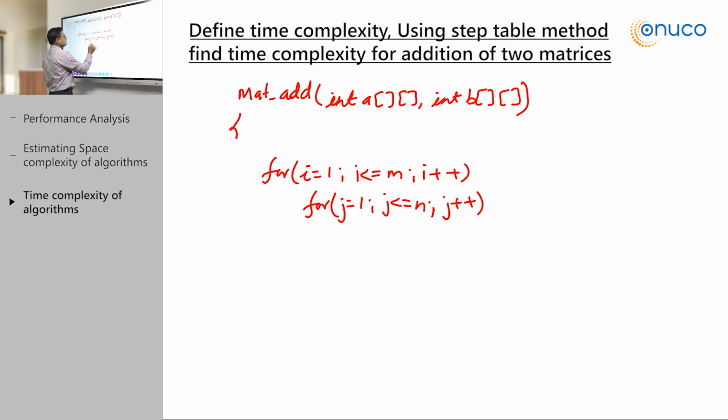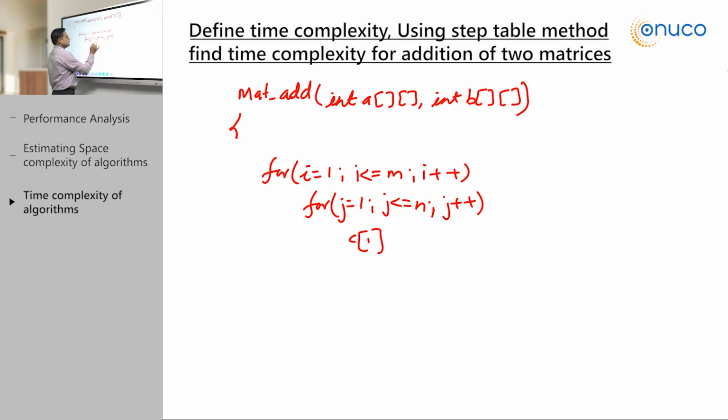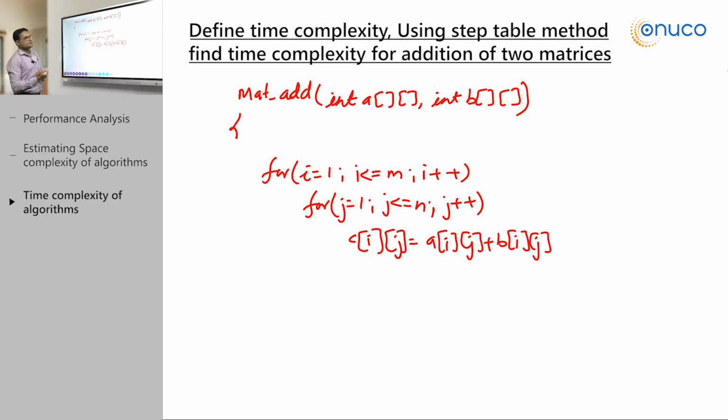Inside these 2 for loops, we are going to write the addition of 2 matrices. Say here we have the resultant matrix as C of i j is equal to, we are going to write A of ij plus B of ij, A of ij plus B of ij, right?